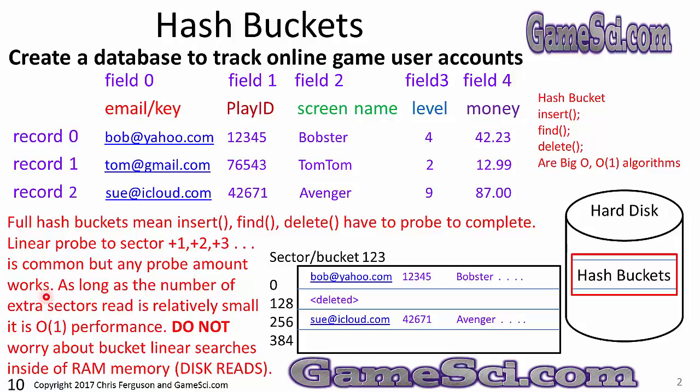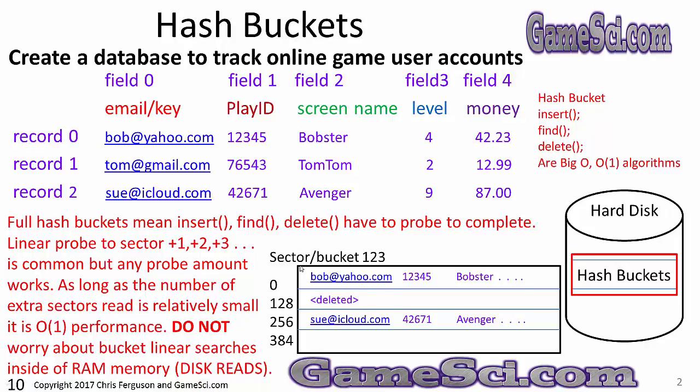If you want to jump 5 sectors ahead and read the data in 5 sectors and probe that amount, you can. As long as the number of extra sectors read is relatively small, the hash table will keep up its order of 1 performance. Do not, I repeat, do not worry about the bucket linear search inside a RAM memory. It's the number of disk reads that you have to be concerned with.